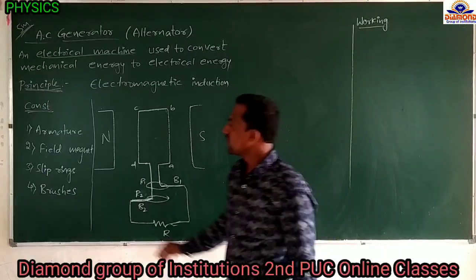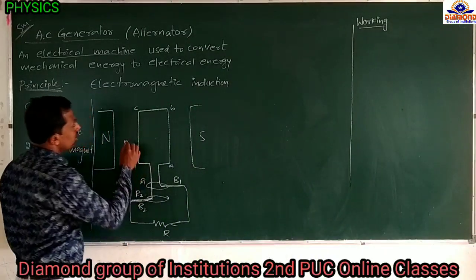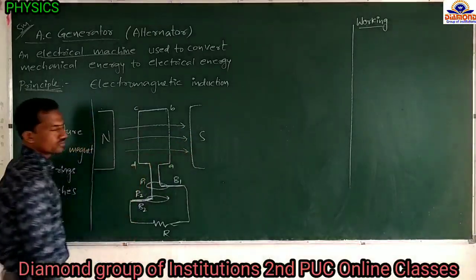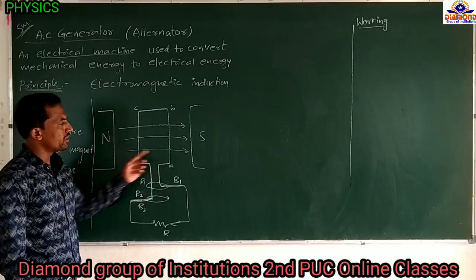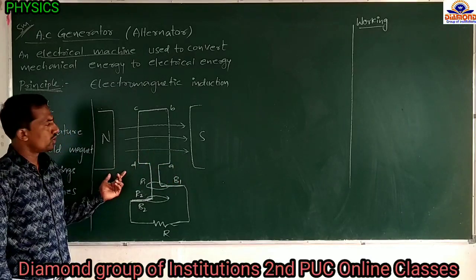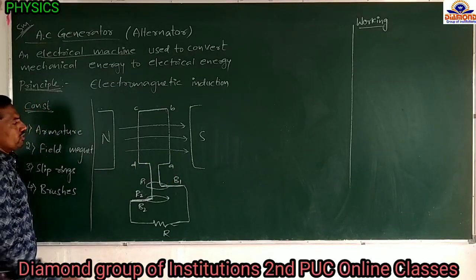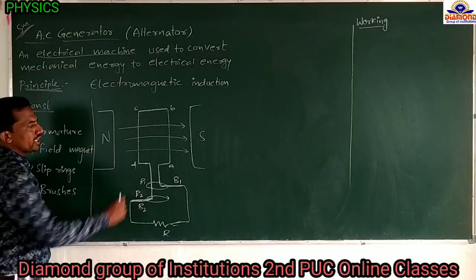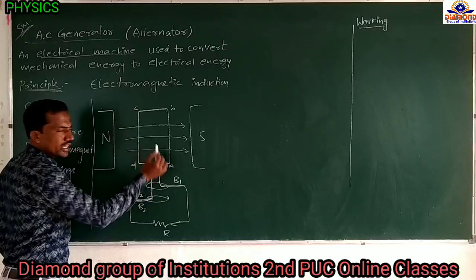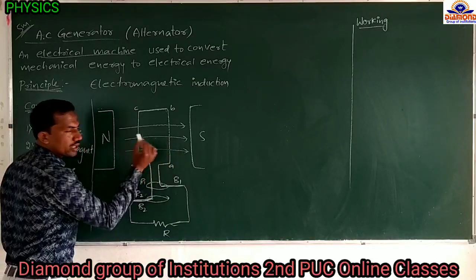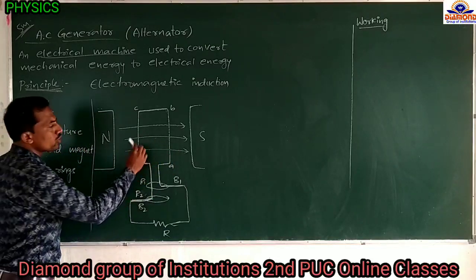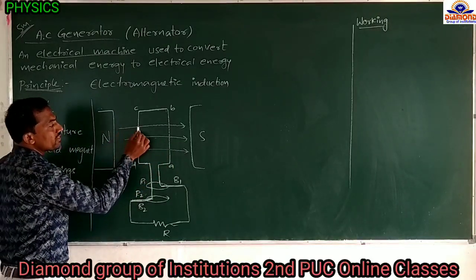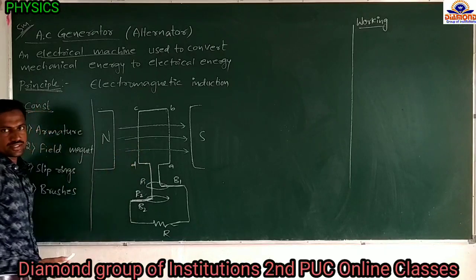Look at this side. The magnetic field lines are from North Pole to South Pole. The magnetic field in between these poles is uniform. Then when the coil is placed in the magnetic field, the coil will be rotating. When the coil is rotating, the magnetic field linked with the coil will change.